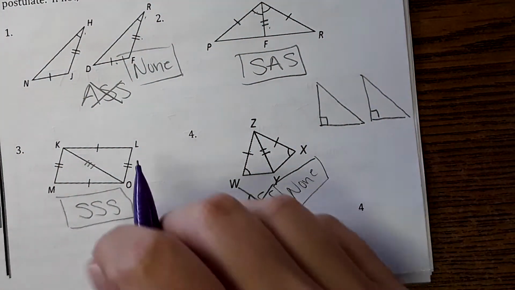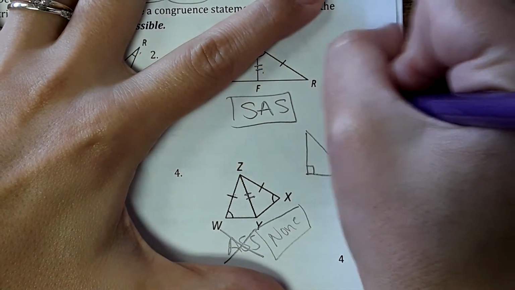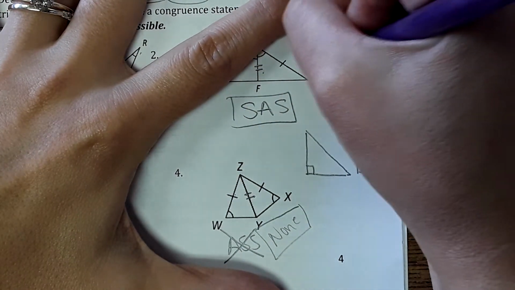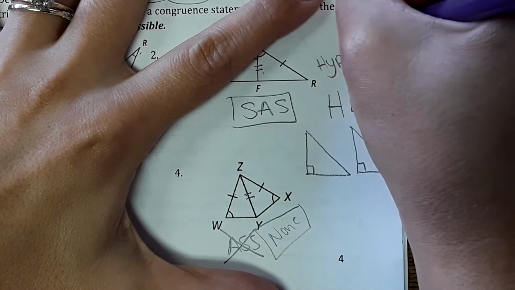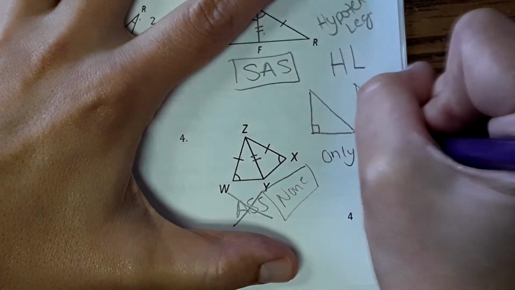And they don't call it the ASS theorem. They call it actually hypotenuse leg, HL. Hypotenuse leg. And it's only for right triangles.